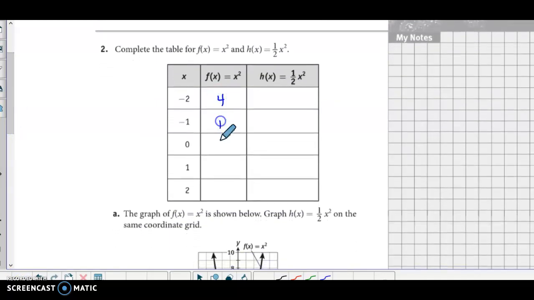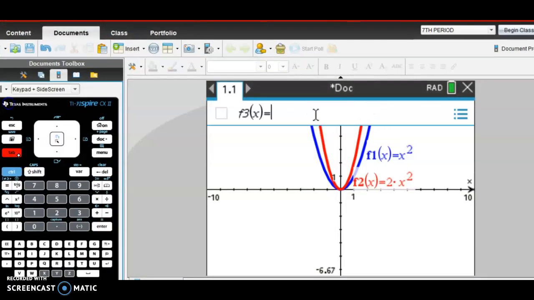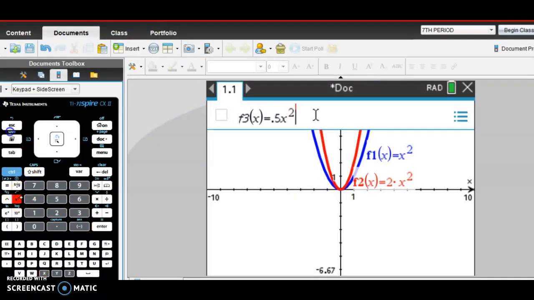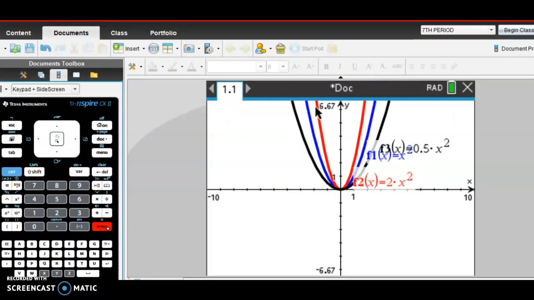We know this is 4, 1, 0, 1, 4. If I go back to my calculator, I'm just going to continue to leave that. I'm going to put in 0.5x squared. And we can see on the black line, this is what we call a vertical compression. It's getting closer to that x-axis. It's getting pushed down.